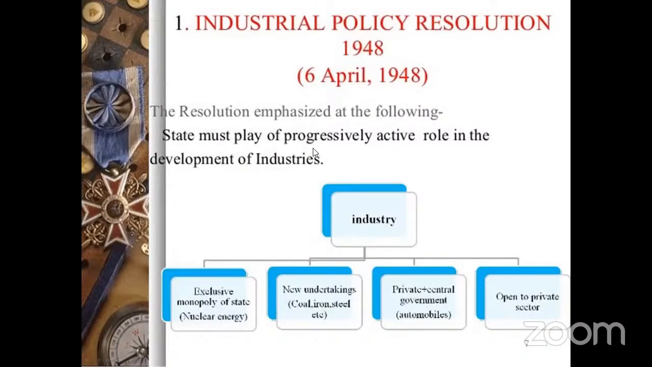This is the industrial policy, just now what I showed. The resolution emphasizes the following: the state must play a progressively active role in the development of industry. So exclusive to the state are nuclear energy, coal, iron, steel, etc., and automobiles are open to the private sector. So these are the areas where active roles will be played in the development of industries.